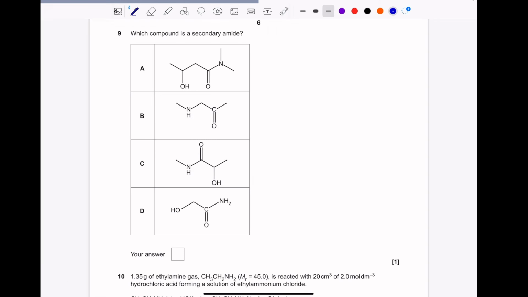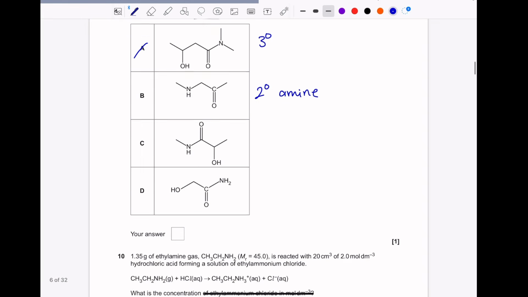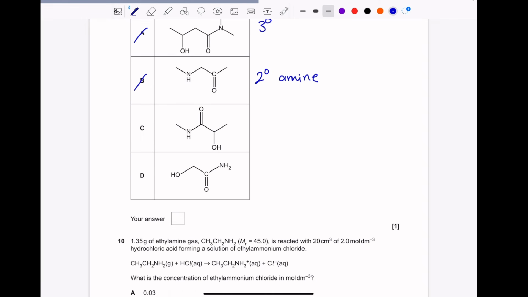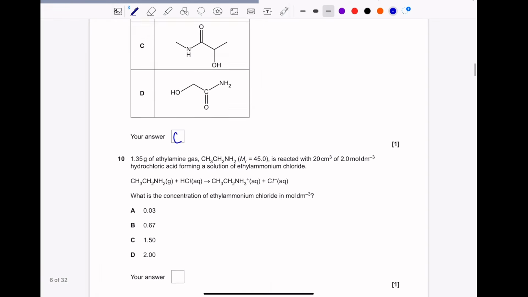Question 9 is, which compound is a secondary amide? The first one is a tertiary amide. Option B is secondary, but an amine, because the nitrogen is not directly bonded to the carbon-oxygen double bond. So not that either. C looks to be a secondary amide, so that's the answer.